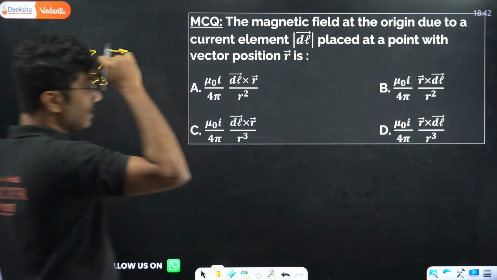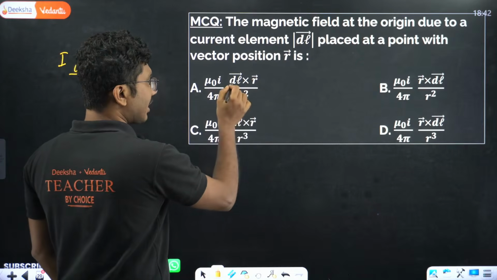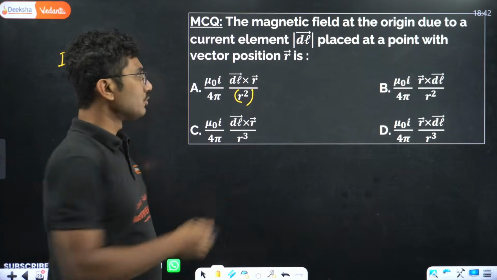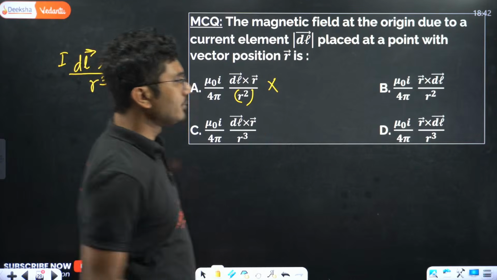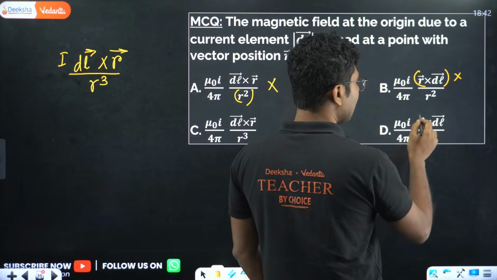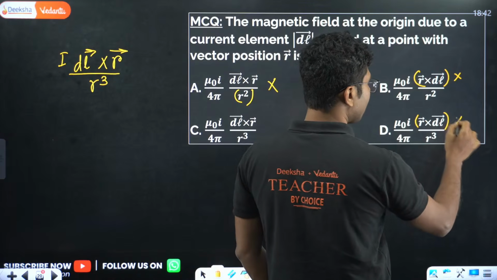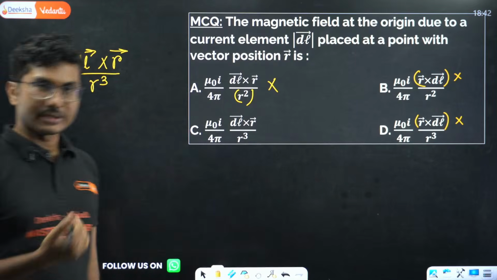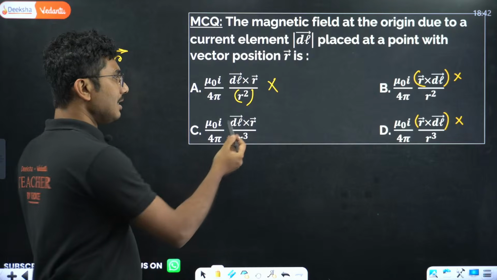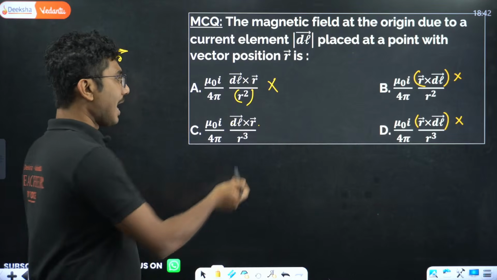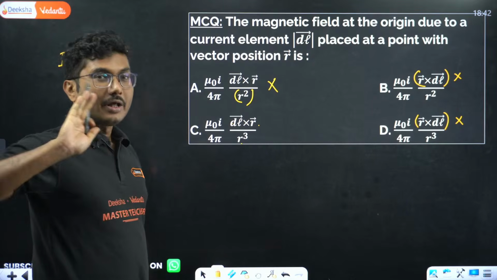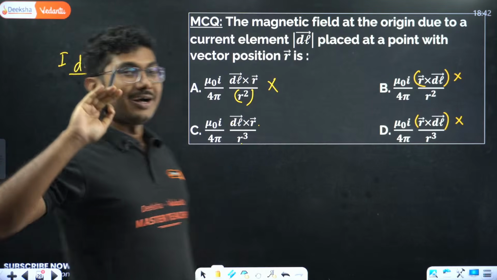Now if you see here, this is correct, order is correct, dl cross r vector, but here we have r cube. This is not correct. If you check this one, it is r cross dl, so this order is incorrect. Here also r cross dl, this order is incorrect. It will be dl cross r always. Now if you see the last one, dl cross r is correct, and r cube is also correct. So just be careful. This is a very common mistake.